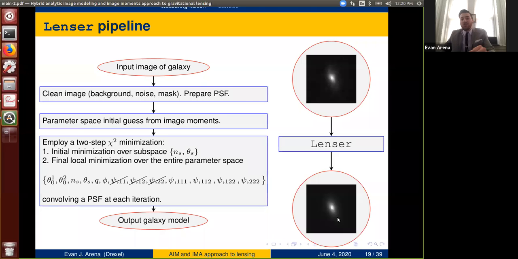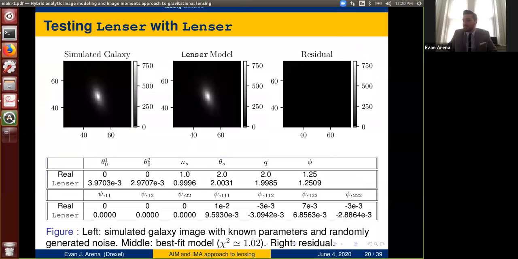So what is the first thing you do when you write a piece of software? Got to make sure it works. And because Lenser forward models, you can actually use it to test itself. So here I use Lenser to simulate a galaxy with random shape and lensing parameters. I then export it to a FITS file and clear the memory in Lenser.